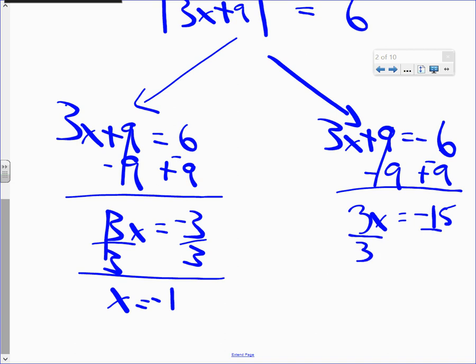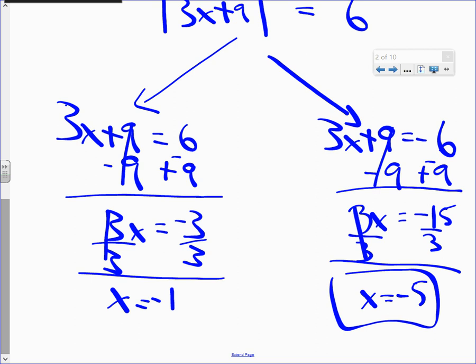Divide by 3. X is awesome. Here's both of our solutions. 2 solutions. Negative 1, negative 5.